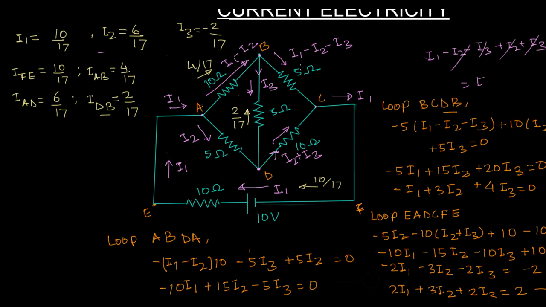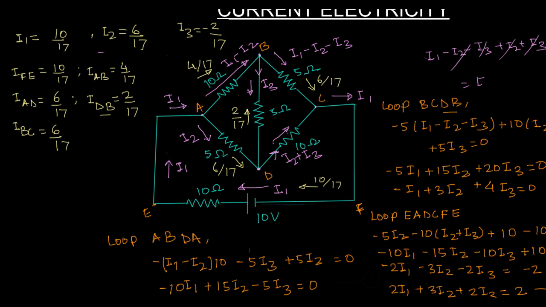Here it is I1 minus I2 minus I3. Minus I3 makes it plus 2. So IBC, the direction of the current remains the same. So I1, 10 upon 17 minus 6 by 17, that makes it 4 by 17. Minus I3 makes it plus 2 by 17, so that becomes 6 upon 17. So this is 6 upon 17, and this is 6 upon 17. And here I'm pretty good. I1 I have already indicated.